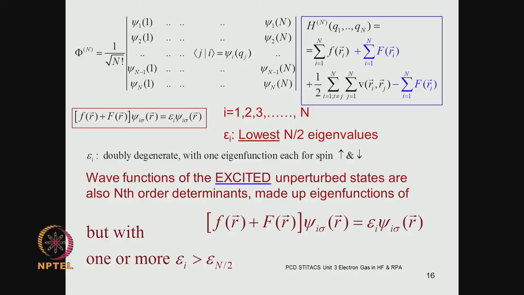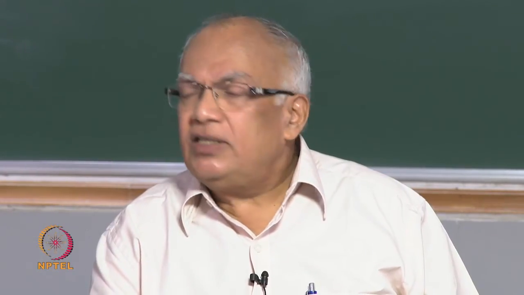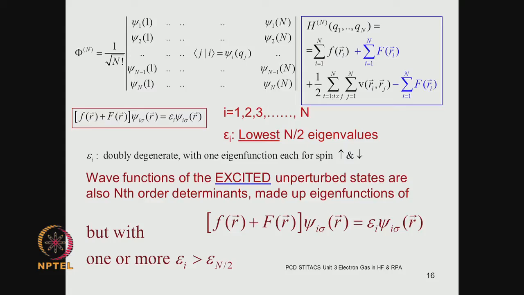Now, what about the excited state? An excited state will also be an eigenfunction of the same equation, which is a single particle equation. However, at least one eigenvalue epsilon I will be greater than epsilon for n by 2. You have an ordered set. I have stacked them with the lowest one first, and in this ordered set the uppermost, which is n by 2, has been occupied by the n electron system in doubly degenerate single particle states.